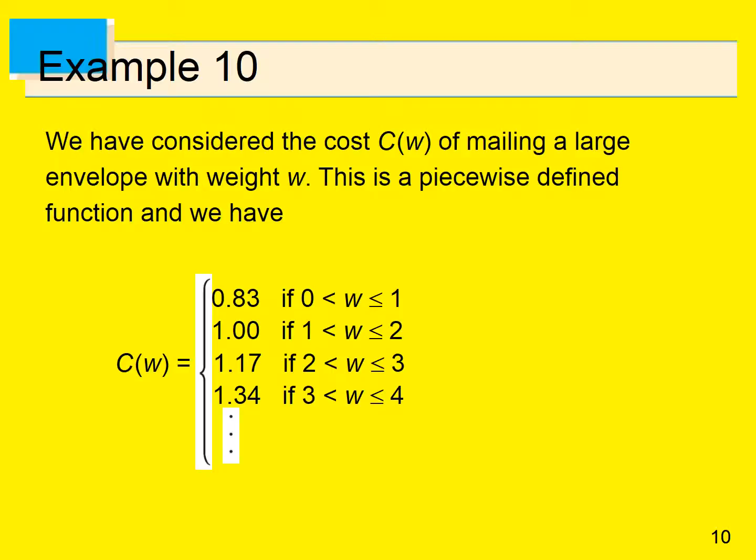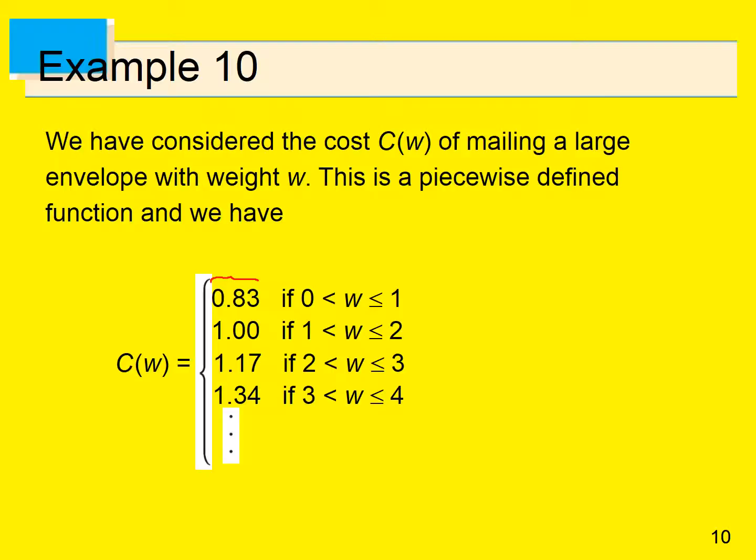Application. Cost C of W of mailing a large envelope with weight W. This is a piecewise defined function. Right? Depending on what the weight is, you get a different rule. We get all these different rules. Now, usually in a rule, you see the independent variable. But W does not appear in any of these rules.